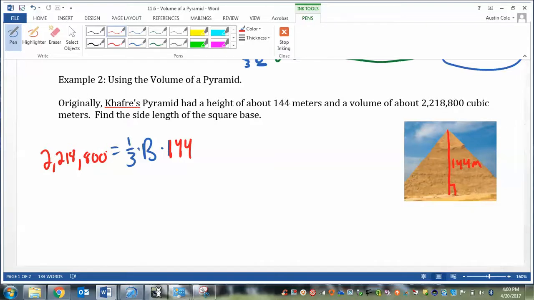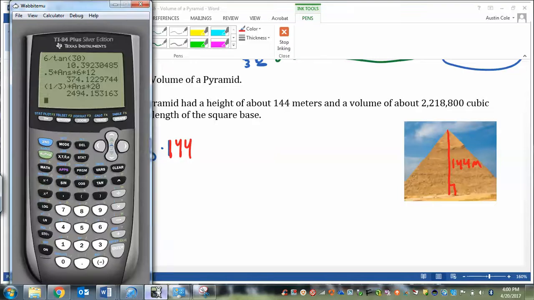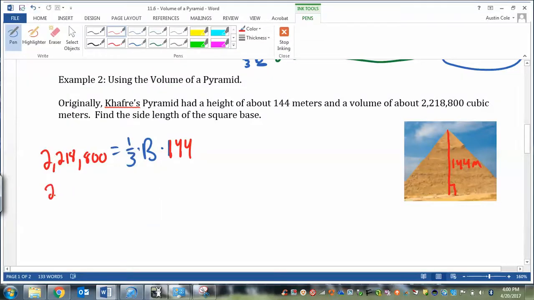Okay, so I would combine like terms first. So I would take 1/3 of 144. Just kind of makes it easier. 1 divided by 3 times 144. That's going to give me 48. So really I have 2,218,800 equals 48B, big B.